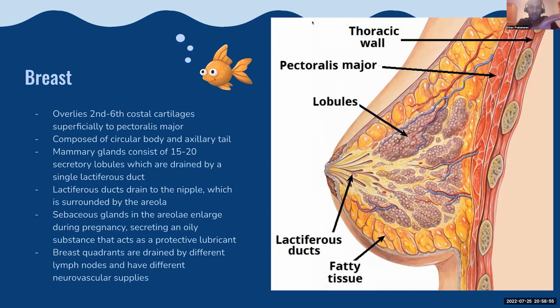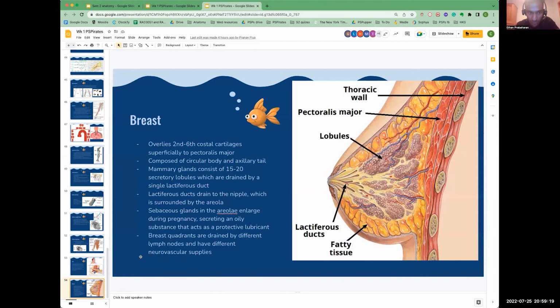And when we think about the breast, we often think about it in 4 quadrants. And why is that relevant? Because the 4 quadrants have different lymph supplies and different neurovascular supplies. So if you have enlarged lymph nodes in your axilla, you're thinking that the cancer probably came from the lateral breast.